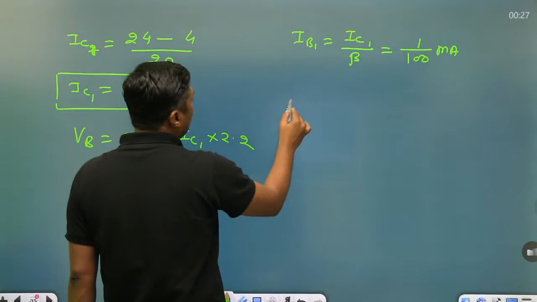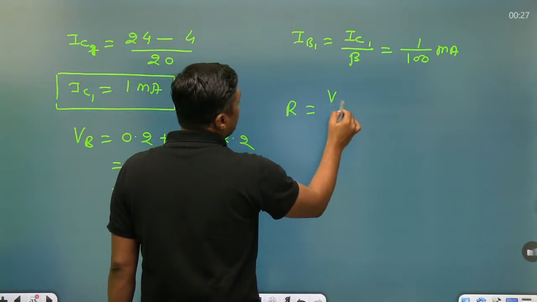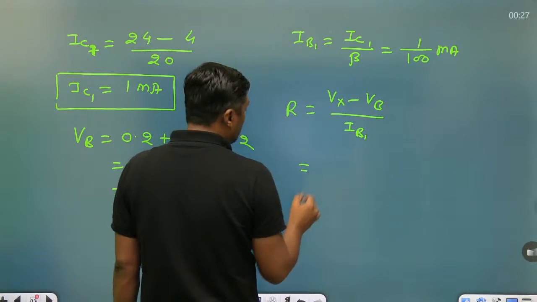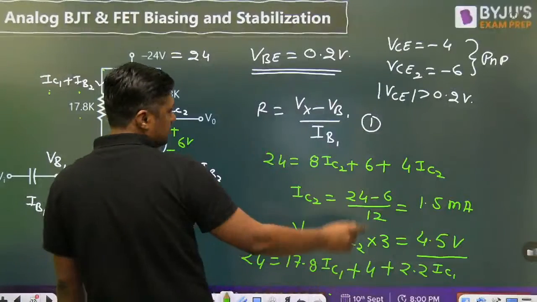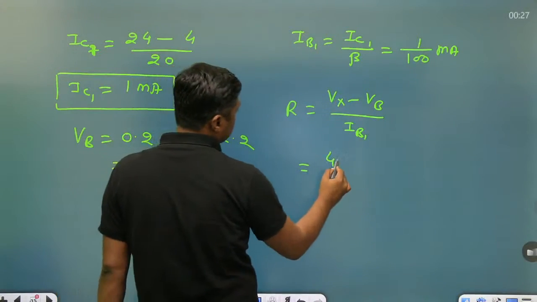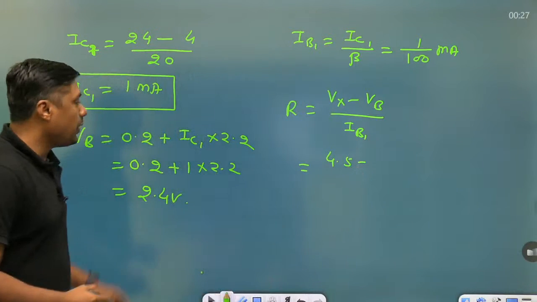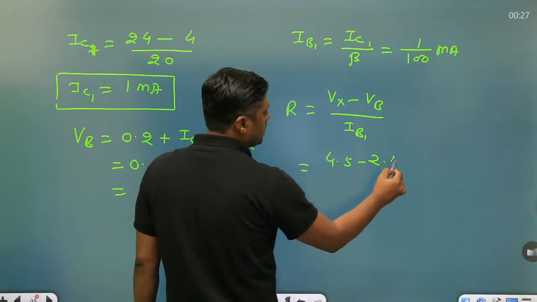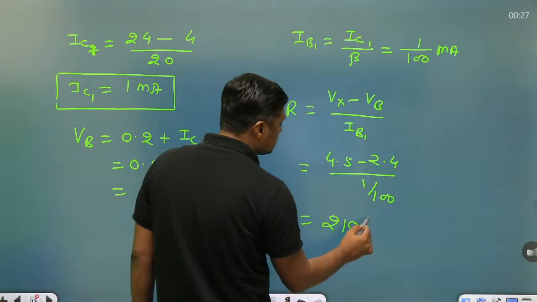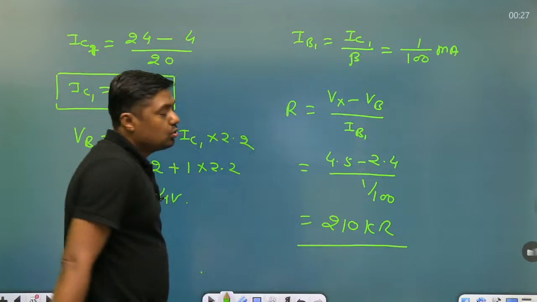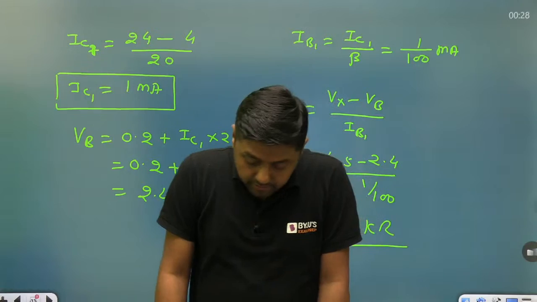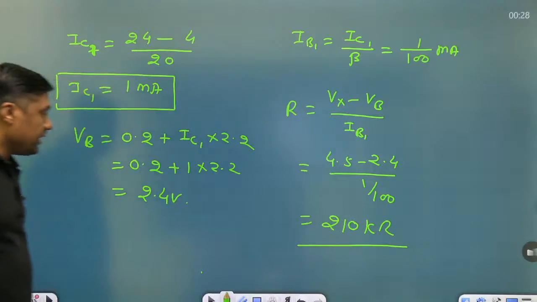Now, what is the value of R? Vx minus Vb divided by IB. What is the Vx? 4.5. What is the Vb? 2.4. Divided by 1 by 100. Solve this. 210 kilo ohm is the answer for this question. Right, so 210 kilo ohm.